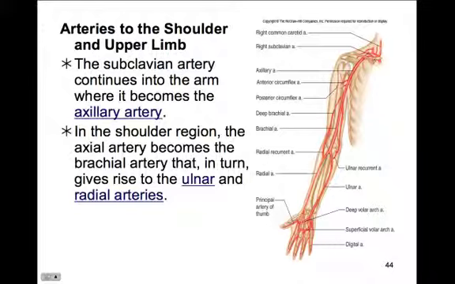Subclavian meaning subclavicle, yes, and it continues into the arm. When it enters the arm, it'll become the axillary artery. That is as it passes through the armpit. In the shoulder region, the axillary artery will become the brachial artery. The brachial artery will then in turn give rise to the ulnar and radial arteries. These are the only arteries that you need to know in the shoulder and upper arm.